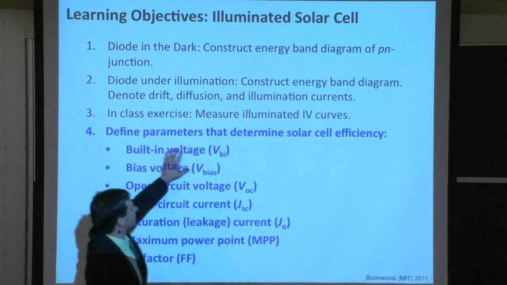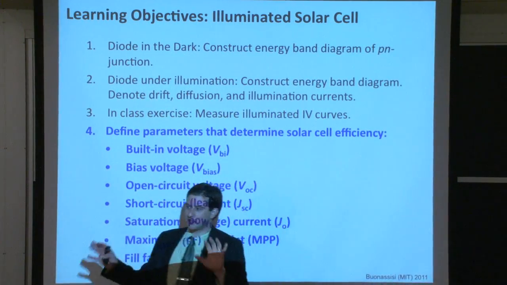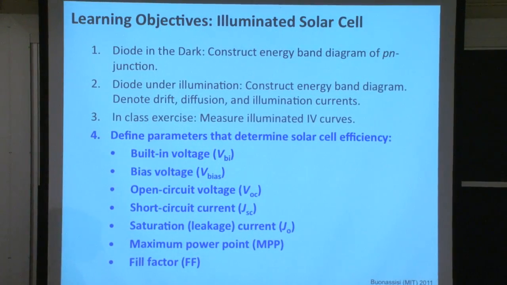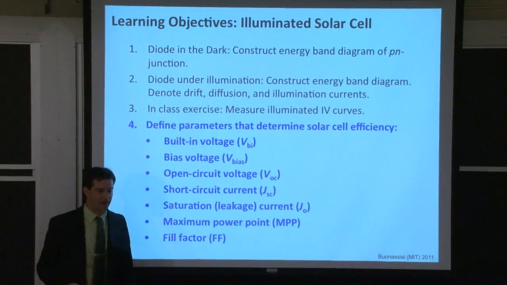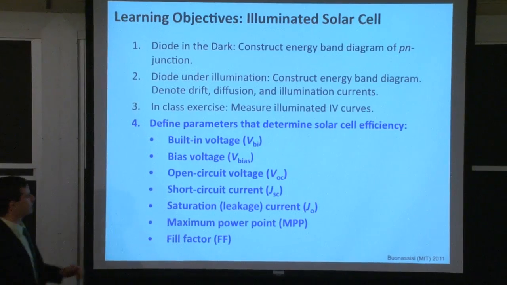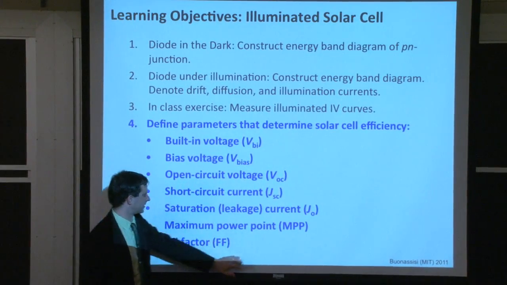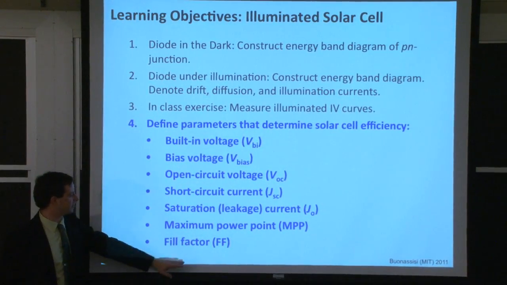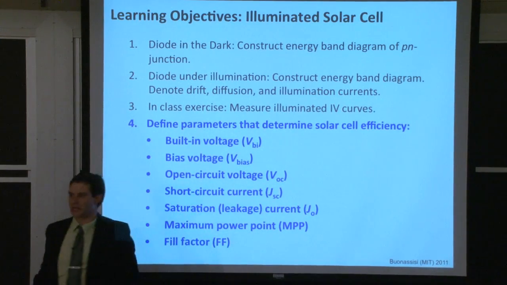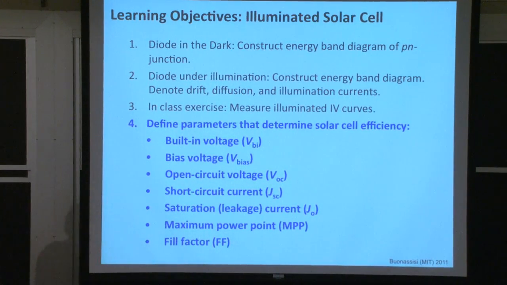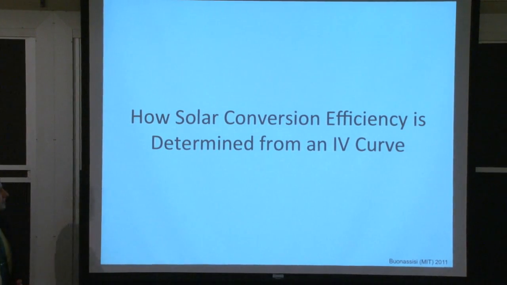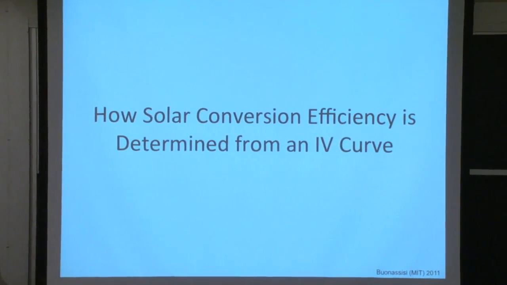Define parameters that determine solar cell efficiency. So now we have a qualitative sense about where current is flowing, where electrons are moving around, what defines the power output, and how the power output is changing with illumination condition. We're getting an intuitive sense of all of this. Let's start putting some discrete variables to all of that. There are a bunch of 2-letter or 3-letter acronyms with some subscripts that we'll get to know and become very familiar with over the next few lectures. So how is solar cell conversion efficiency determined from that illuminated IV curve?